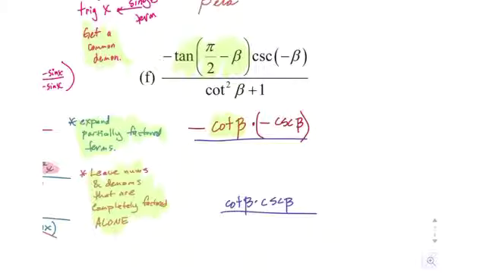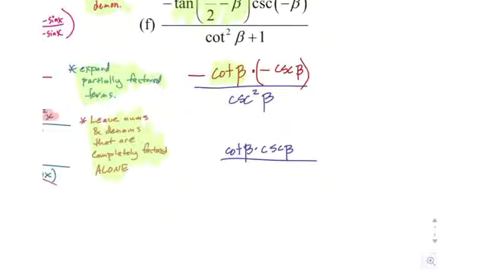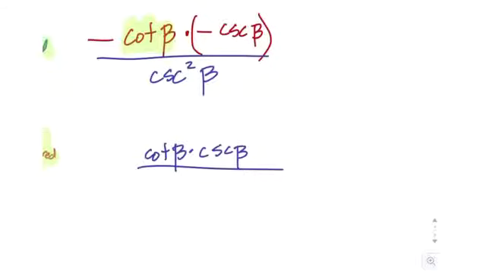Cotangent squared plus 1. I have a squared trig function, and there's a presence of 1. That one is straight up cosecant squared of beta. Cotangent squared plus 1 is straight up cosecant squared. We memorized it as 1 plus cotangent, but it's commutative. All right, so I do have cosecant squared in the bottom. Now that's two factors of cosecant. So I'm going to write cosecant squared as cosecant times cosecant.